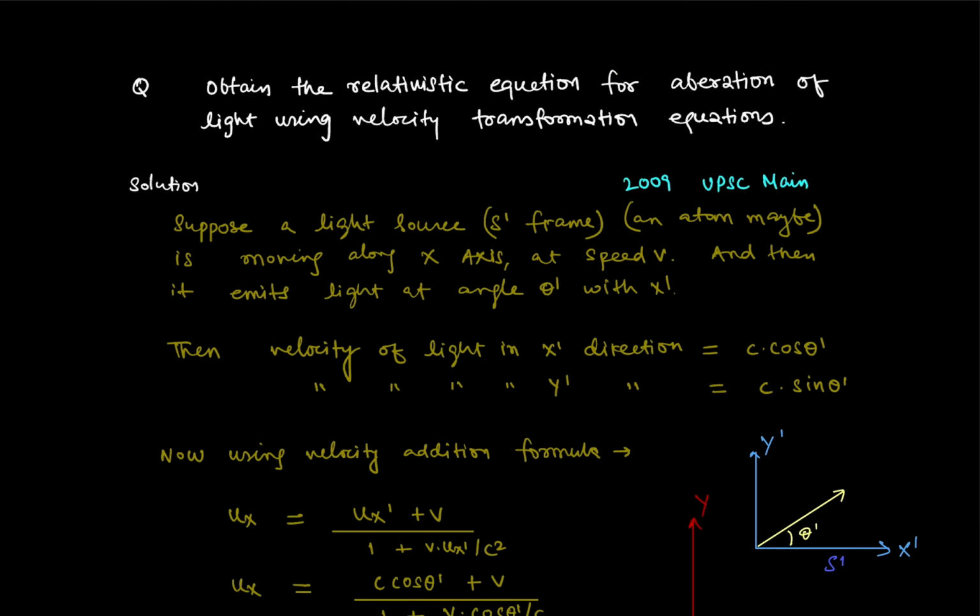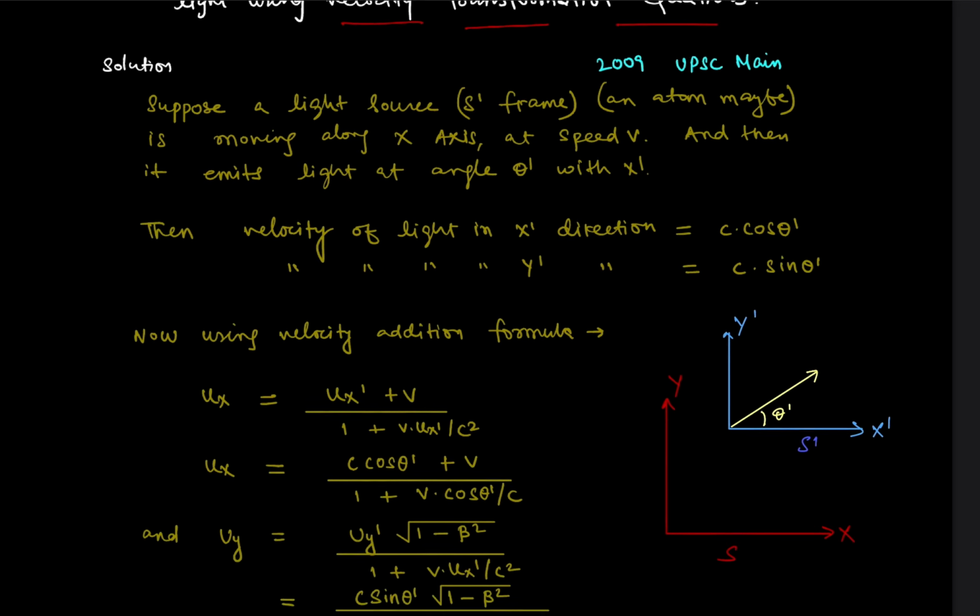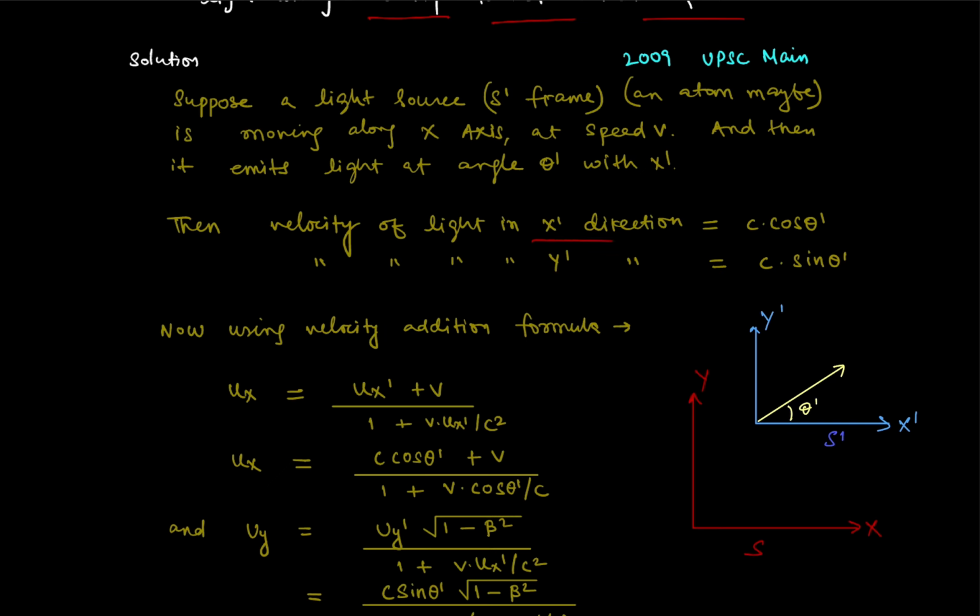Provided that you know the Lorentz transformation, because velocity transformation equations are a result of the Lorentz transformation. The velocity of light in the x prime direction is pretty simple: c multiplied by the cosine component. In this direction it is c times cos theta prime, and in this direction it is c times sine theta prime.